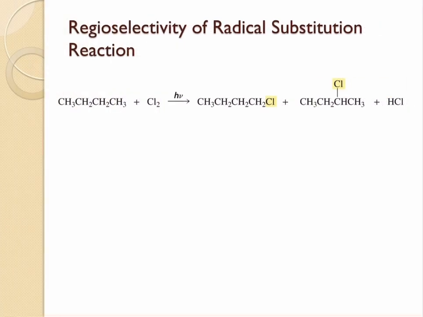Regioselectivity of radical substitution reaction. When butane is subjected to chlorination in the presence of heat or light, you can get two different products. Replacing one of these hydrogens from the primary carbon is going to result in the formation of 1-chlorobutane, whereas replacing the hydrogens from these secondary carbons is going to result in the formation of 2-chlorobutane.